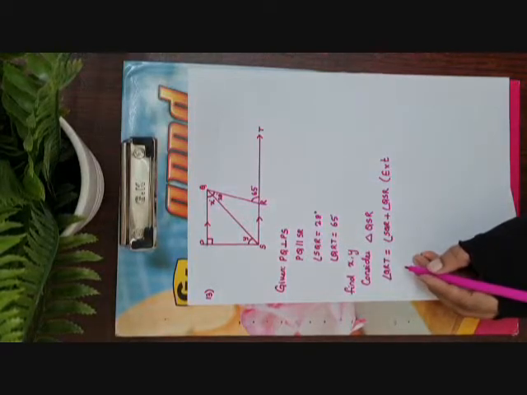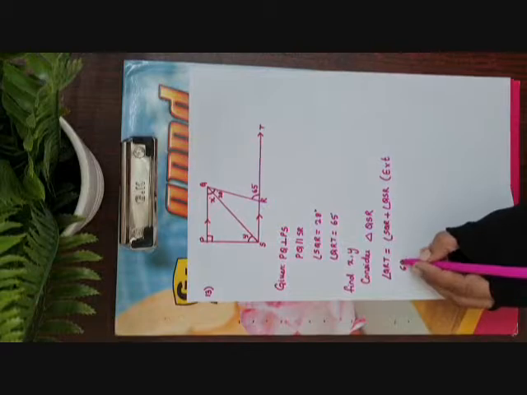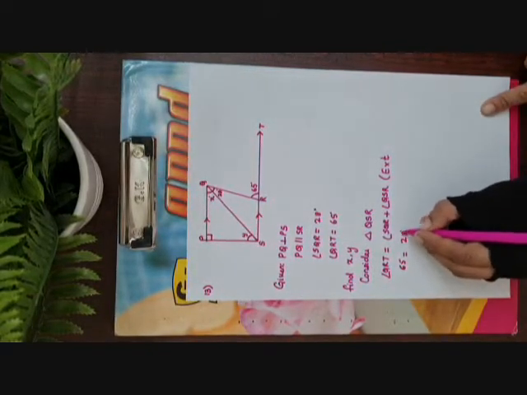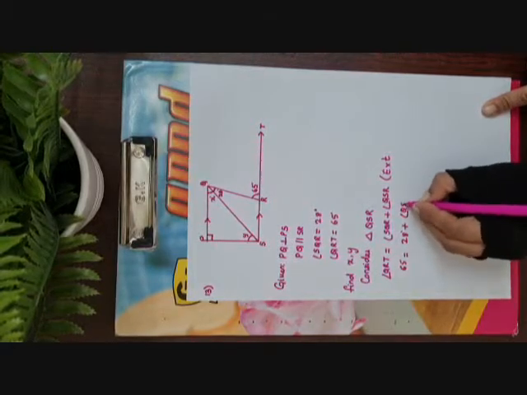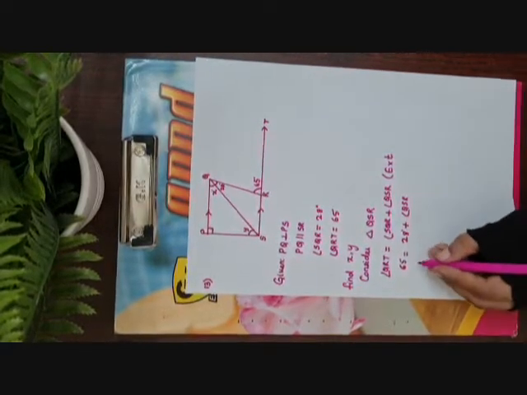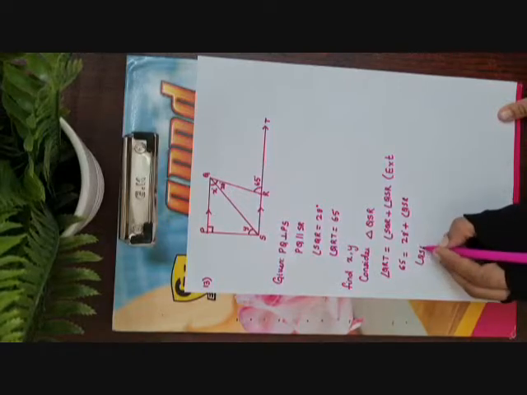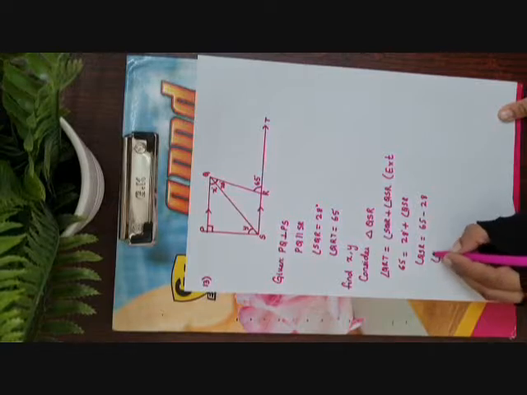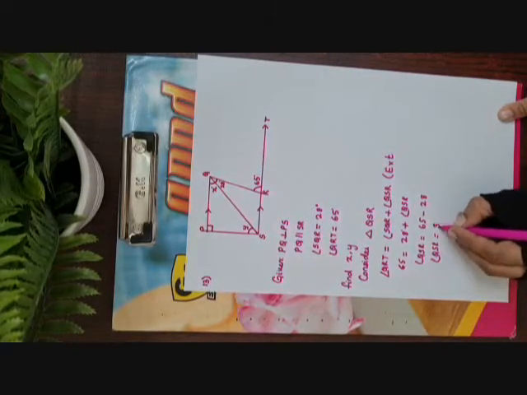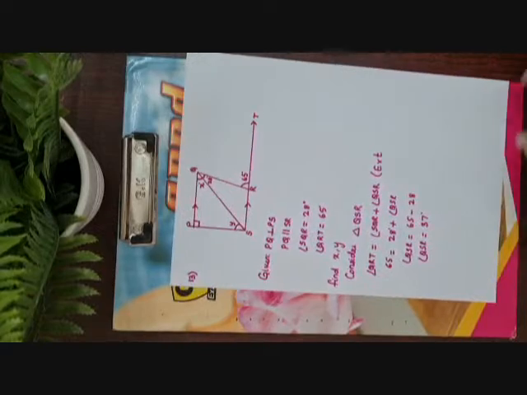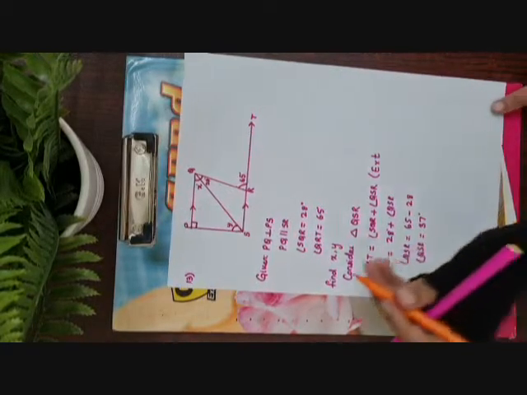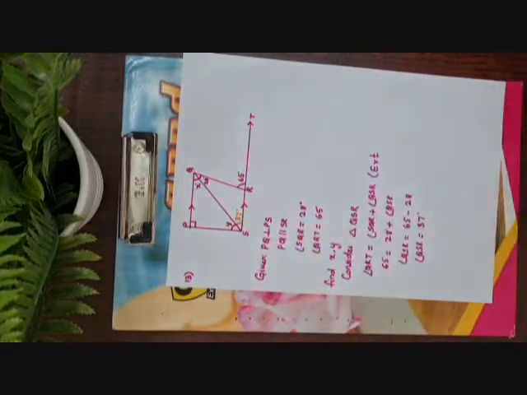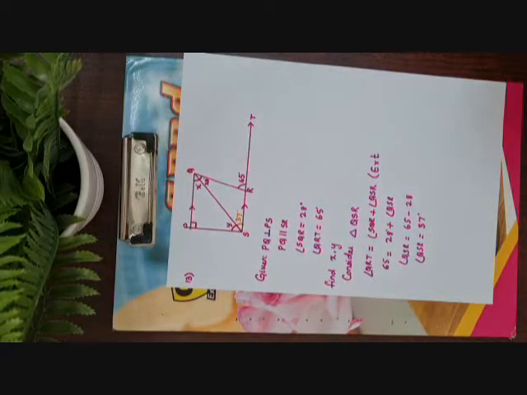So we have angle QRT is given to us as 65 degrees. That is equal to SQR, which is given to us as 28 degrees, plus angle QSR. Okay. Now angle QSR is equal to 65 minus 28. Angle QSR is equal to 37 degrees. Yes, children? So we have found that angle QSR is equal to 37 degrees. Is that clear?